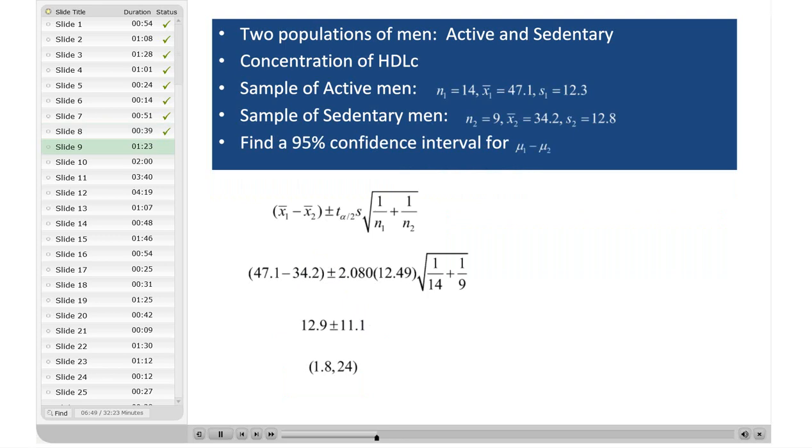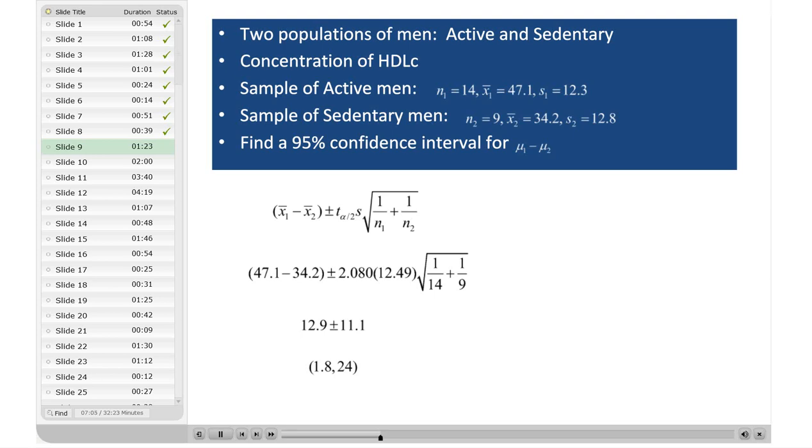Now that we've completed that hypothesis testing problem, let's take a look at a confidence interval problem. The setup is the same as before. We're looking at a sample of active men and a sample of sedentary men. But instead of trying to test a hypothesis, we're trying to find a 95% confidence interval for mu1 minus mu2. The formula that we're going to use is given on the slide.